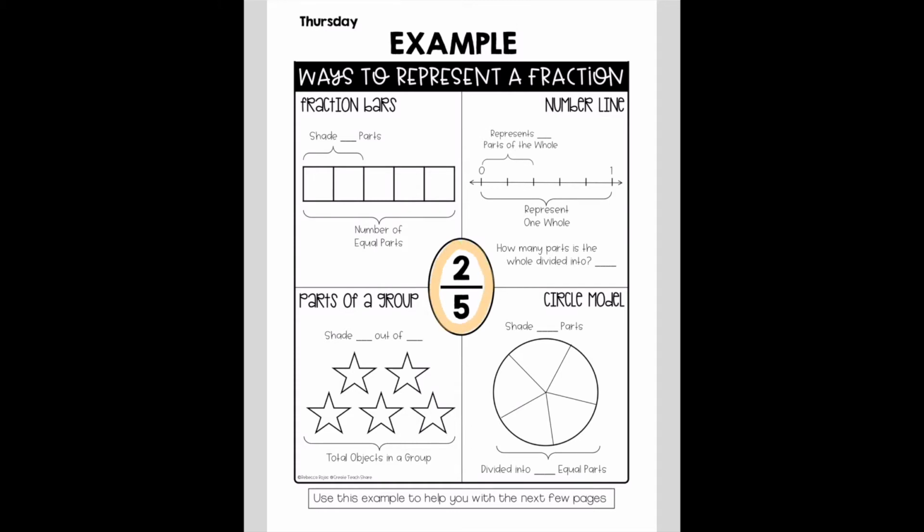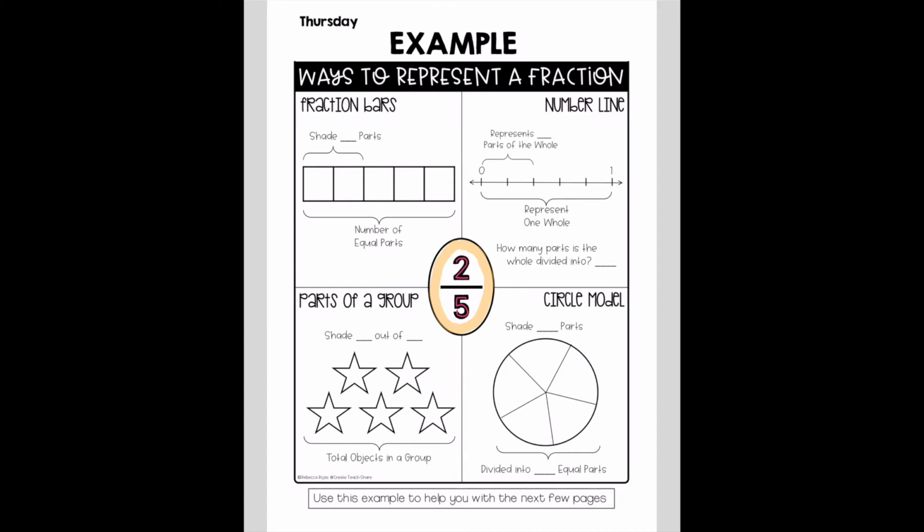From yesterday, we remember that our denominator, which is the bottom number, or 5, tells us how many parts there are in total, right? Our numerator, the number on top, tells us how many parts we're talking about. So if we have the fraction 2/5, we are looking at 2 parts out of 5 in the whole object. Okay, and there are different ways that we can represent a fraction.